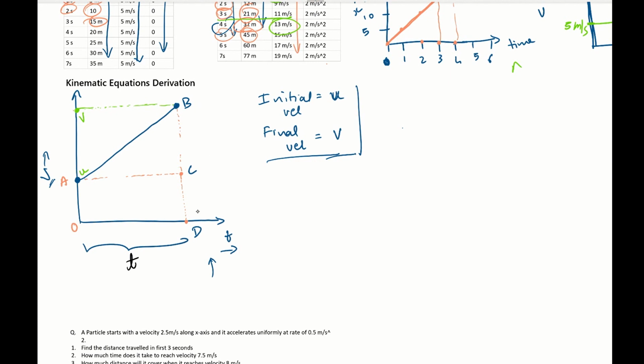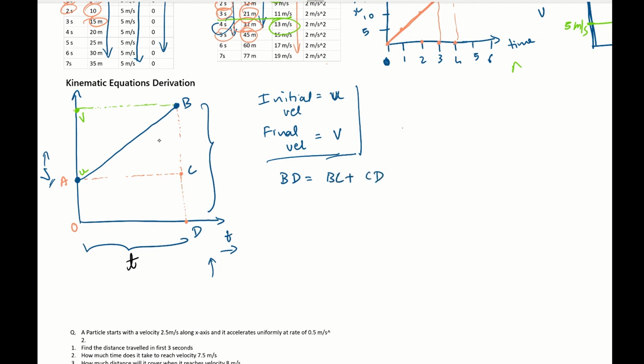Let's start by first calculating the change in velocity that is happening, because in order to calculate acceleration, you need to know the change in velocity. It is built into the definition of acceleration. So let us look at the distance BD. The length of this particular BD can also be equivalent to BC plus CD.